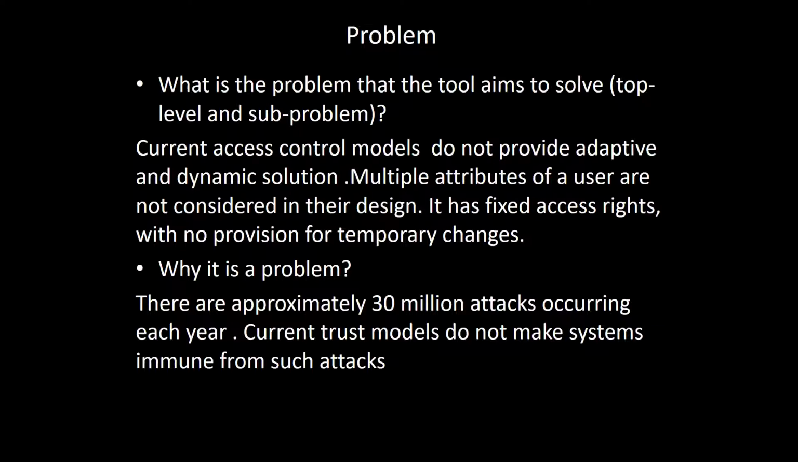All right. So what is the problem that the tool aims to solve, at the level and subproblem? The current access control models do not provide adaptive and dynamic solutions. Multiple attributes of a user are not considered in their design. It has fixed access rights with no provision for temporary changes. Why is it a problem? There are approximately 30 million attacks occurring each year. Current trust models do not make systems immune from such attacks.